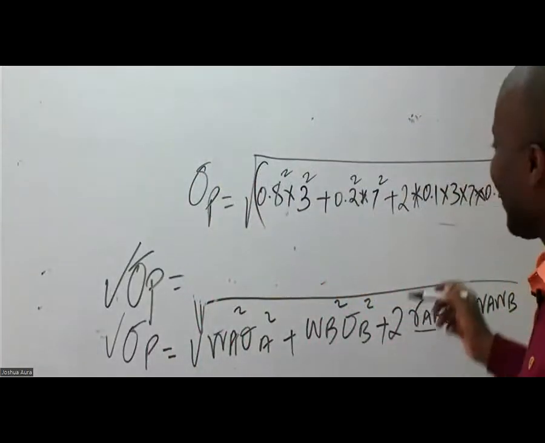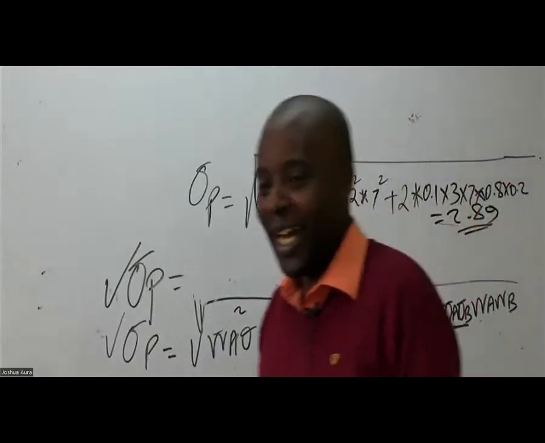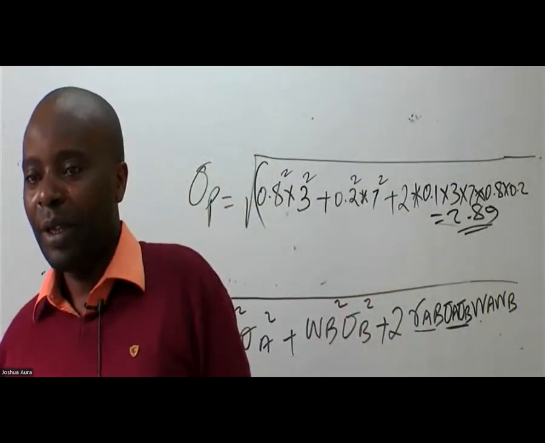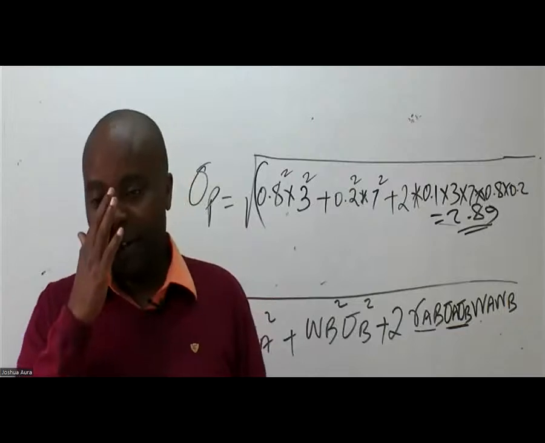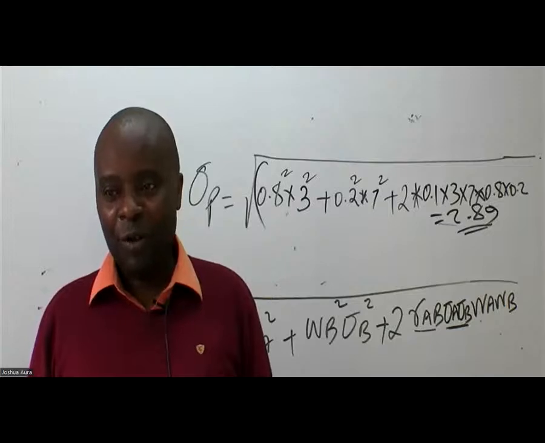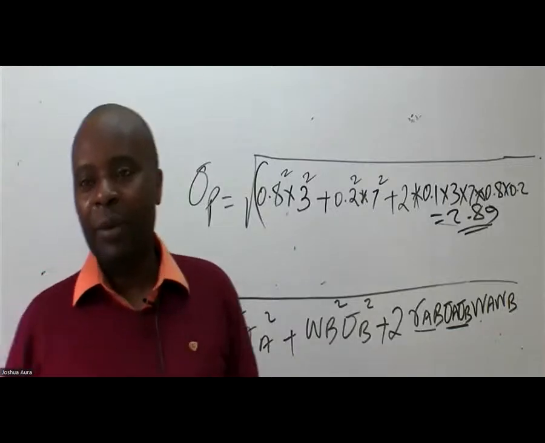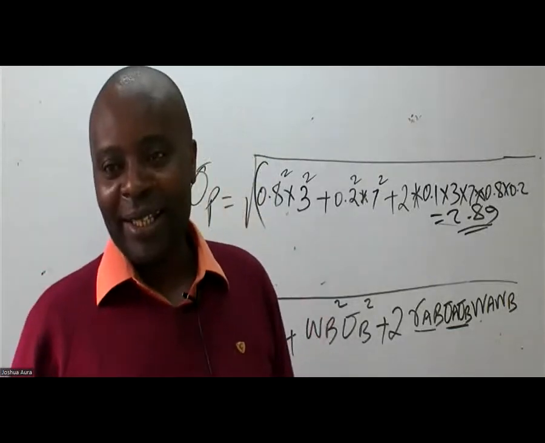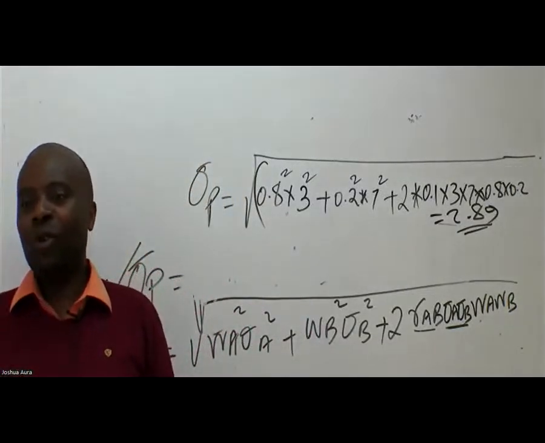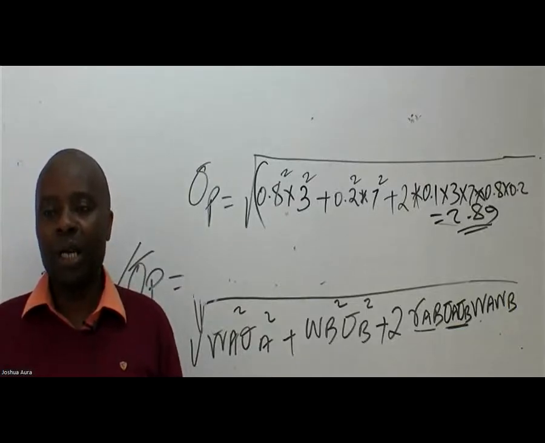2.89. I'm getting here 2.89. Is that there are very few students who have gotten that answer? Very few. David, Sylvia, James, Kia, Carol, Atieno, good. But you see, that is a very small number. Winfred never disappoints. 2.89. Thank you so much.